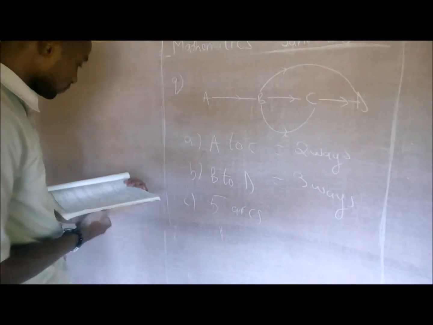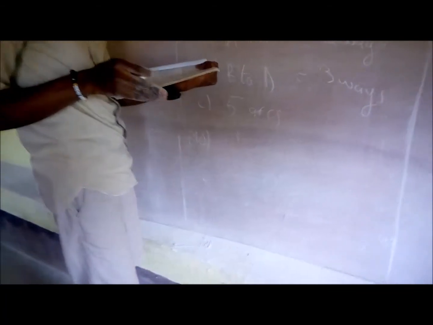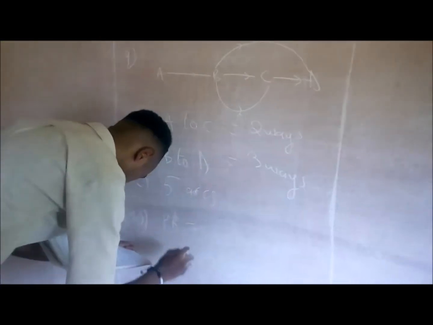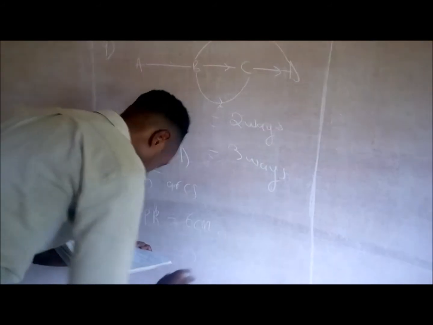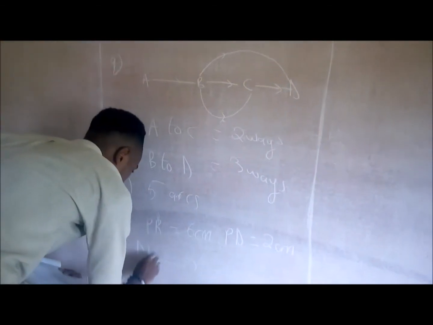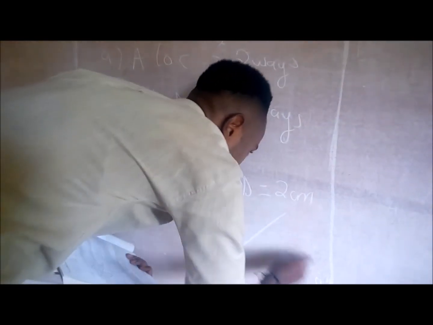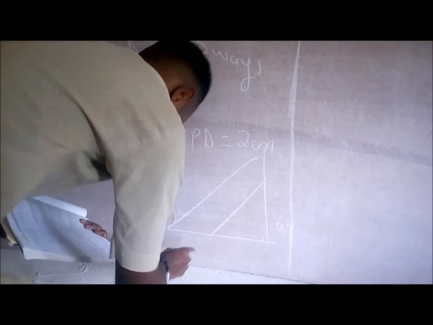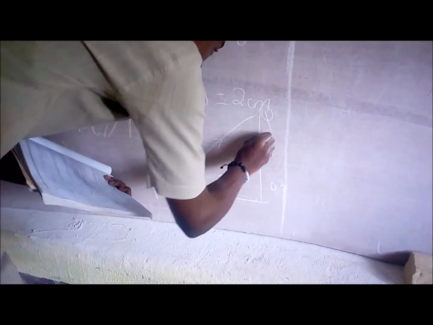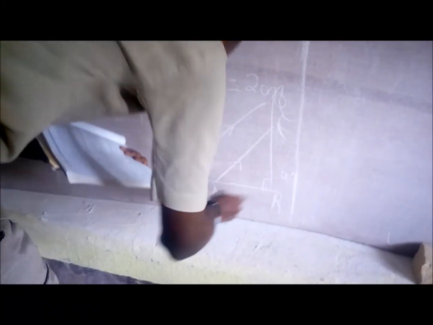Then go on to question 10. Question 10 says, figure 3 shows a triangle PQR with PR equal to 6 cm, PD equal to 2 cm, and DE parallel to QR. Okay, let me draw the figure. This is the figure that has been given to us. We have Q going up, and we have D, E, and R.